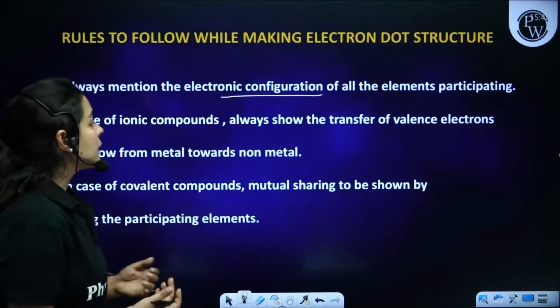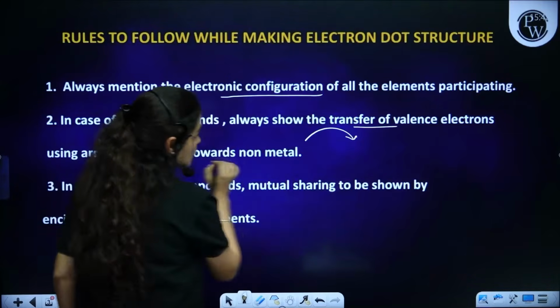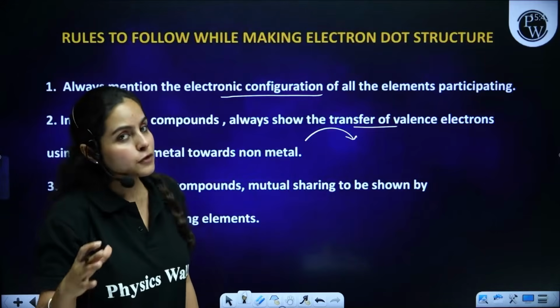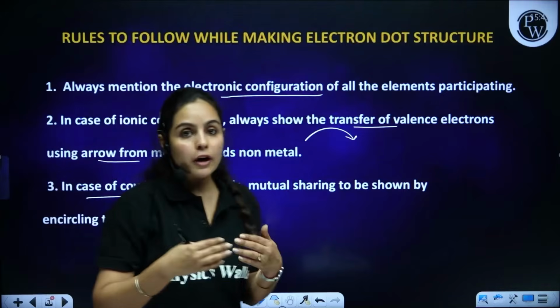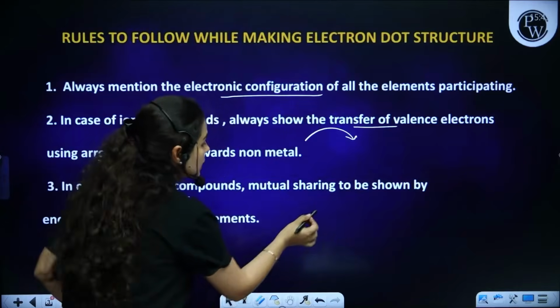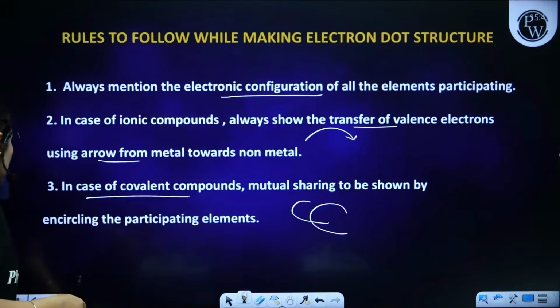If it's an ionic compound, you always have to show the arrow for the transfer of electrons. If the arrow is not present, straight away you're going to lose half to 1 mark for that. Now, if it's a covalent compound where mutual sharing of valence electrons is happening, then you have to showcase it by encircling the electrons like this. That I will be showing you in the further examples.